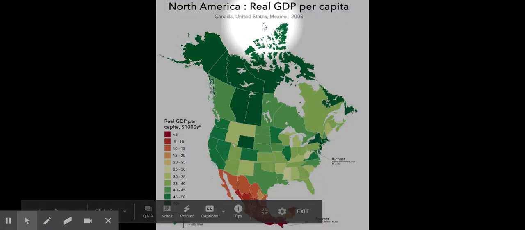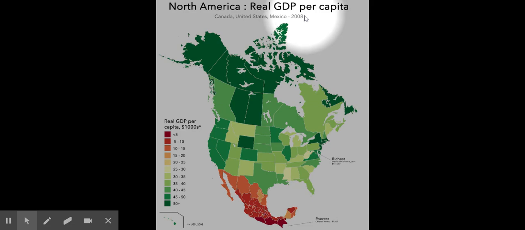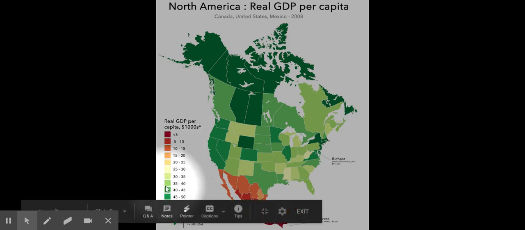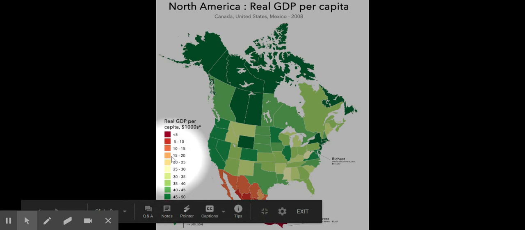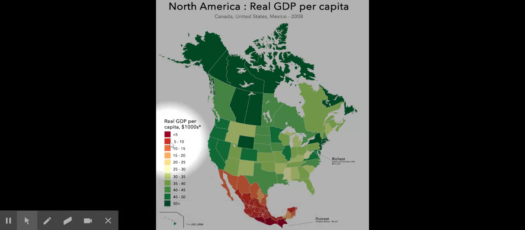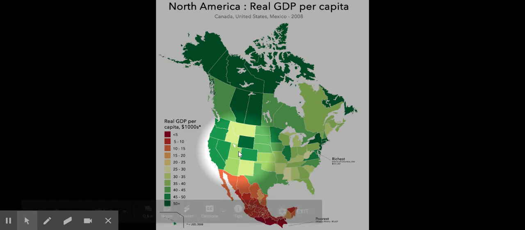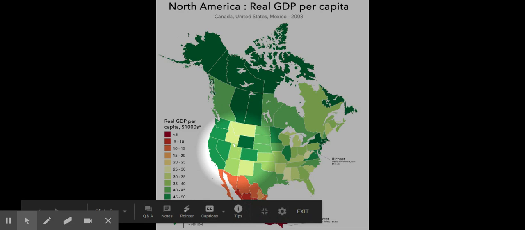Finally, let's look at the North American GDP per capita map. As you can see, the darker the green, the higher the GDP is. And the darker the orange or reds, the much lower the GDP. Now, as we look at the North American map, we notice: which country has the lowest GDP and is most likely a developing country? Which country has a higher GDP? And which states have higher GDPs?